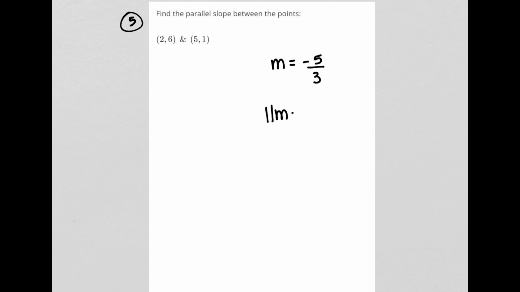Remember, for parallel slope, nothing changes. We don't change the sign. We don't flip the numbers. It stays the exact same. So our parallel slope is negative 5 over 3.